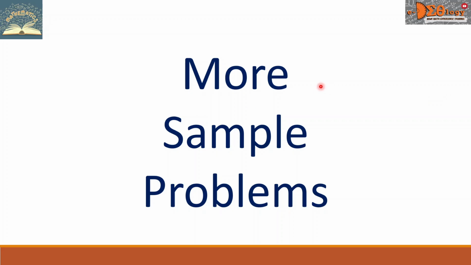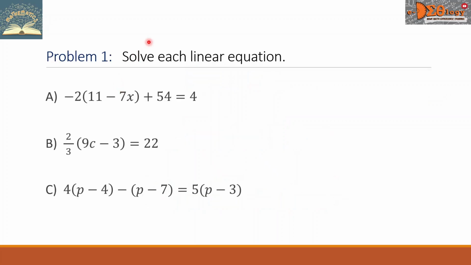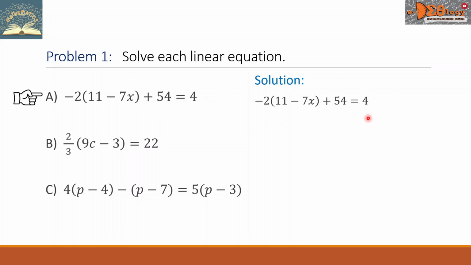Let us have more sample problems. Problem 1. Solve each linear equation. Let's begin with A. Negative 2 times the quantity 11 minus 7x, then plus 54 equals 4. Solving the linear equation means we're going to solve for x. We copy this equation in here, then let us simplify.